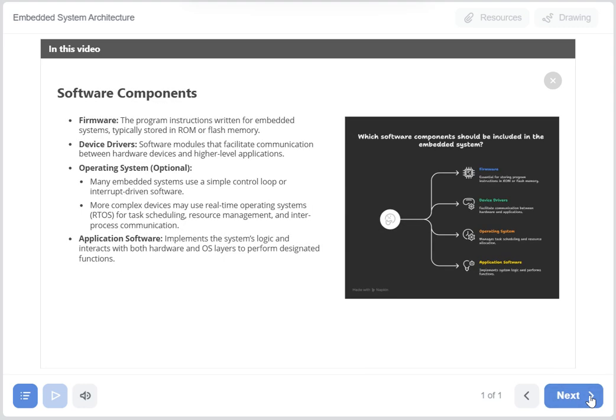Shifting to software, firmware forms the core, the instructions stored in memory that make the hardware work. Device drivers allow the hardware to talk to higher-level software and your applications. Not every embedded system uses an operating system, but complex ones might include a real-time operating system, RTOS, to handle multitasking, scheduling, and resource sharing. Finally, application software puts all these pieces together to deliver the system's main function.